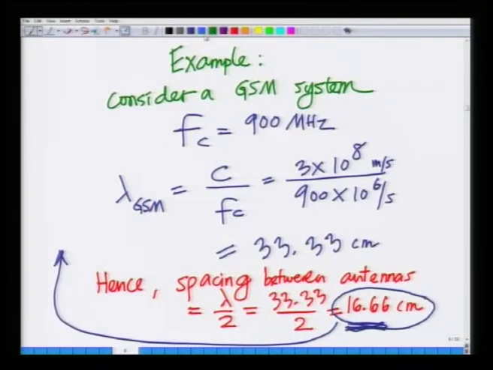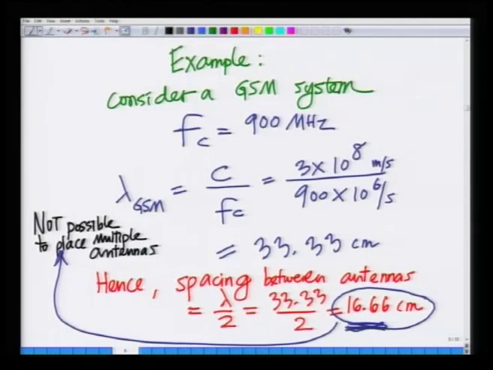So, let me write this again here. This is not possible to place multiple antennas, because the spacing is greater than the dimension.